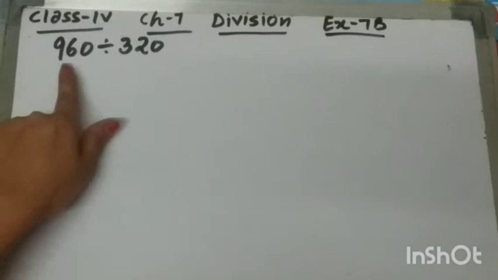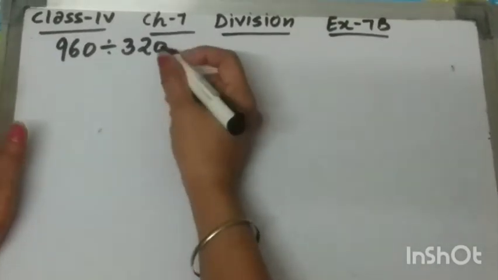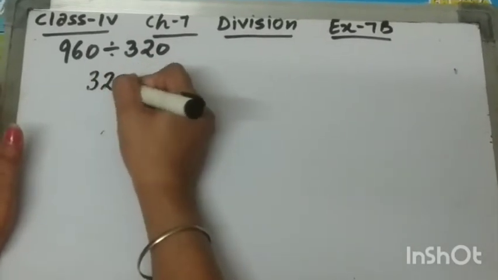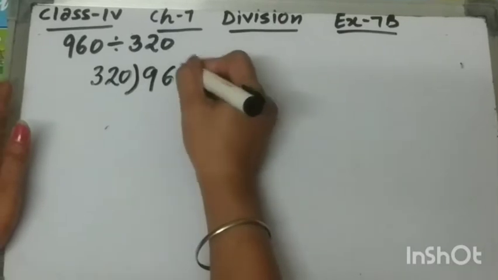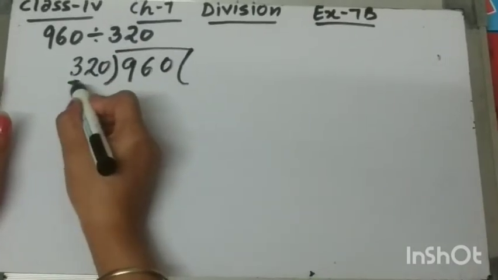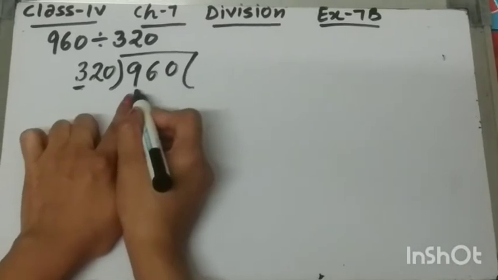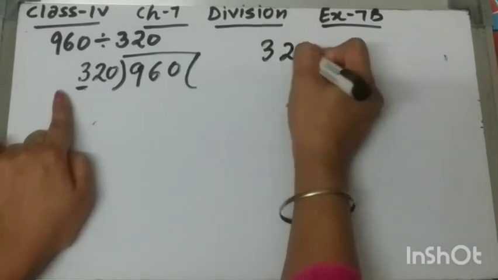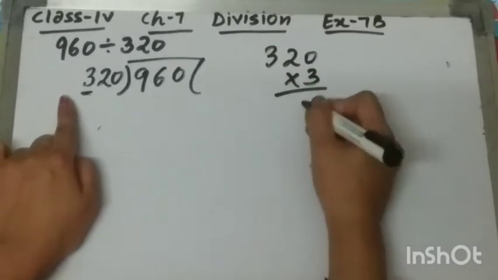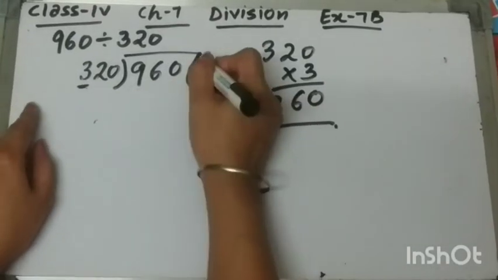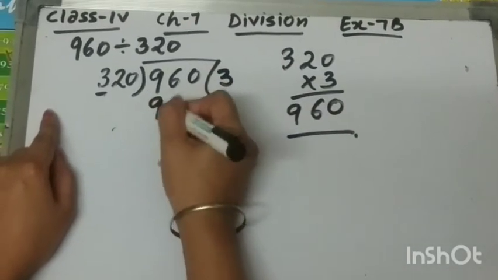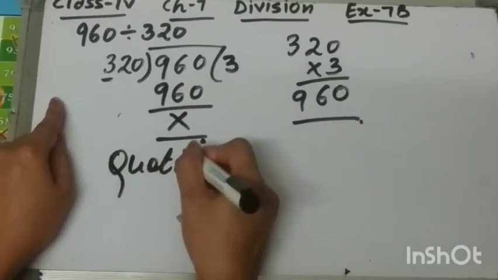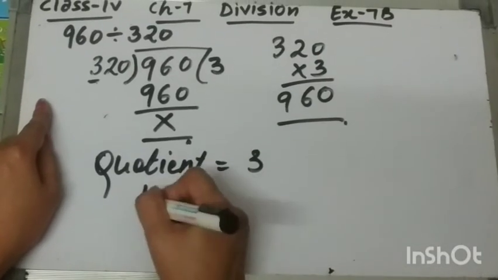Next is 960 divided by 320. We have to divide 960 by 320. So first digit is 3 और 3 के टेबल पर 9 कहाँ पे आता है ये हम चेक करेंगे. ठीक है, सो 3 3s are 9. सो हम क्या करेंगे, 323 करेंगे. 3 0s are 0, 3 2s are 6 and 3 3s are 9. So 323s are 960. Okay, so your quotient is 3 and remainder is 0.